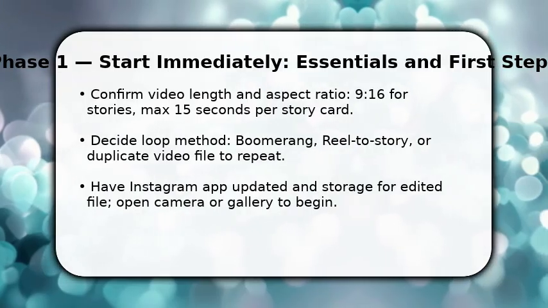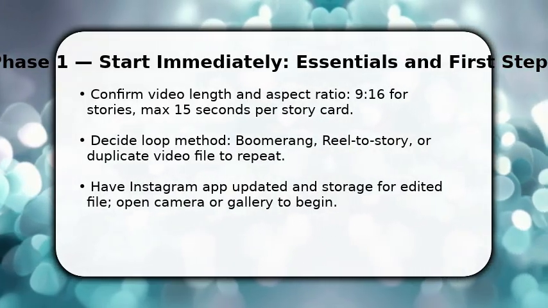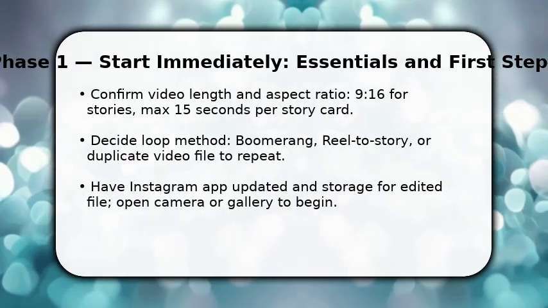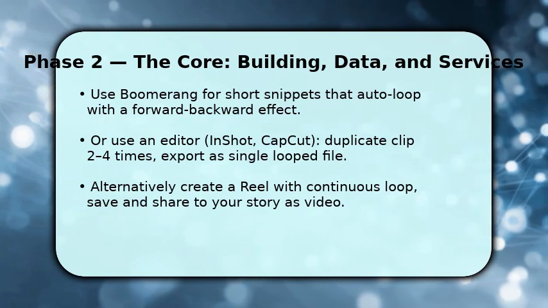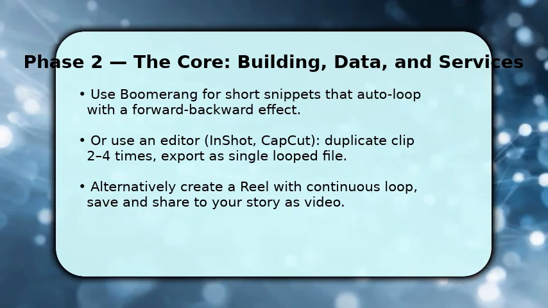Make sure your app is updated and you have the video ready in camera roll, then open Instagram and tap the story camera to begin. You now make the actual loop. If the moment is short, record or convert it to a boomerang and export.